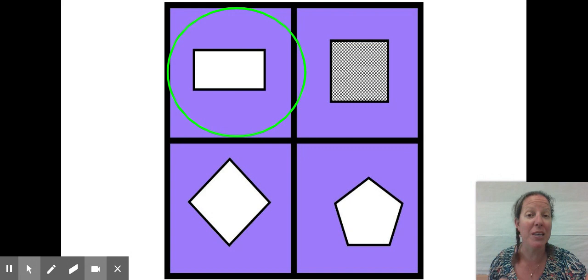Now, you could probably even come up with more reasons for why any one of these shapes doesn't belong that I didn't mention. There are lots of reasons. This is a creative activity where we're looking for new and different ways of thinking about which one doesn't belong.